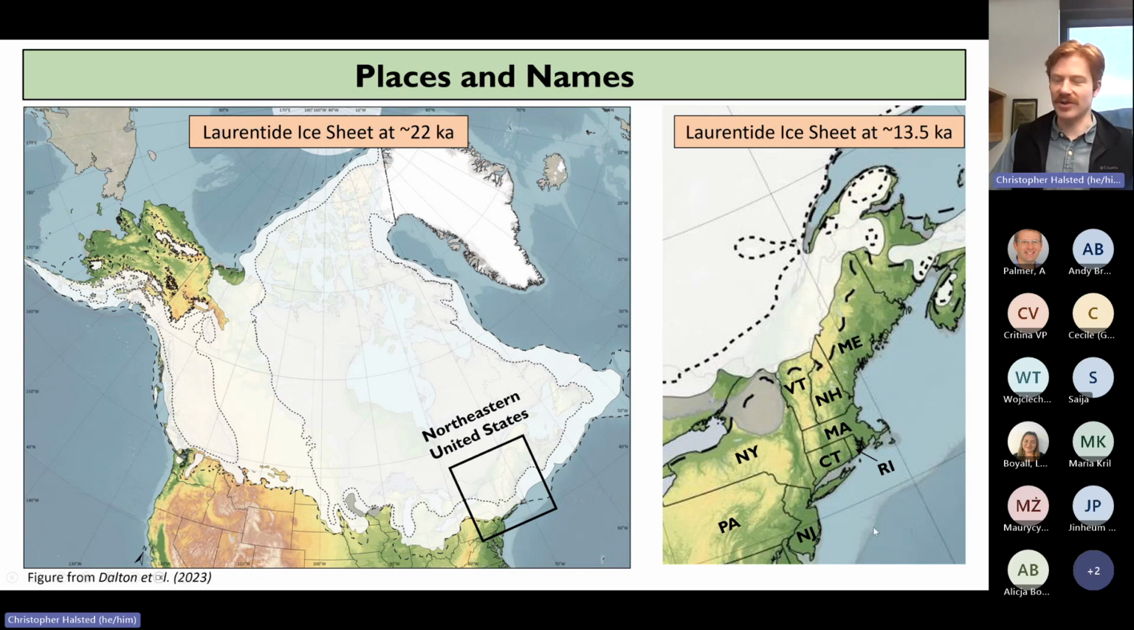We don't really talk about New Jersey. No, I'm just kidding. But this is the region that we're focusing on today.